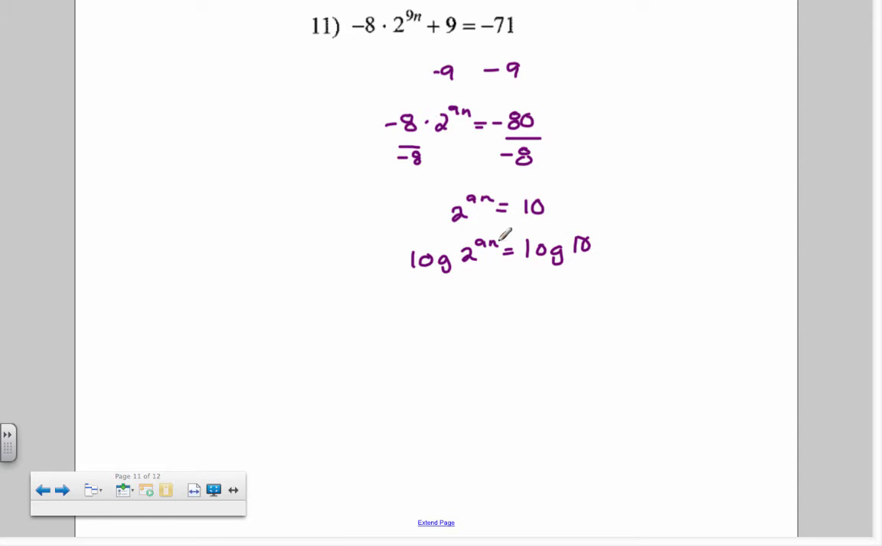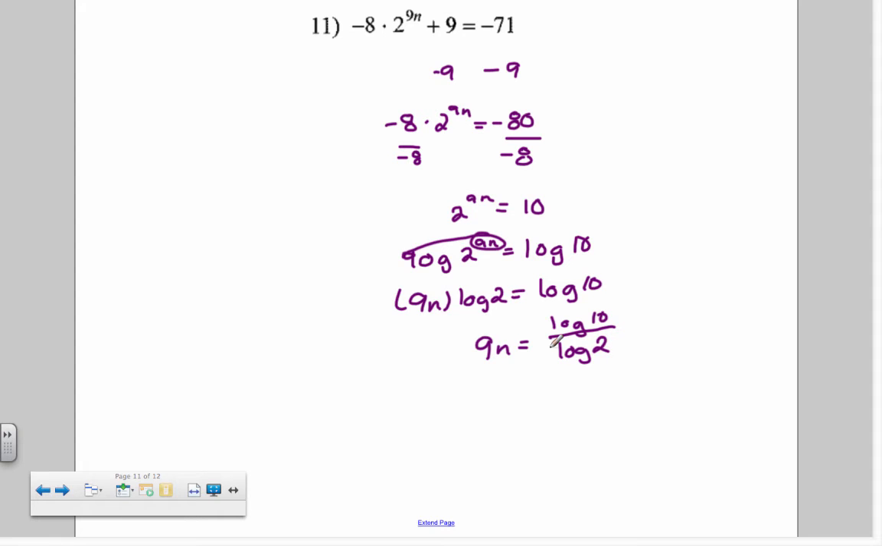And then I'm going to use my exponent power rule and bring this exponent to the front of my log. And so I'm going to rewrite that as 9n times the log of 2 equals the log of 10. If I divide both sides by log of 2, I'm going to get 9n equals the log of 10 divided by the log of 2.